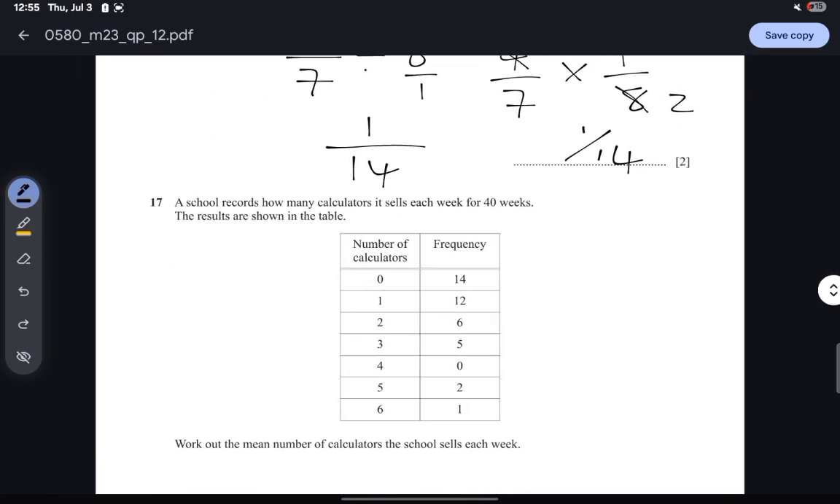Then moving on to number 17. A school records how many calculators it sells each week for 40 weeks. The results are shown in the table.